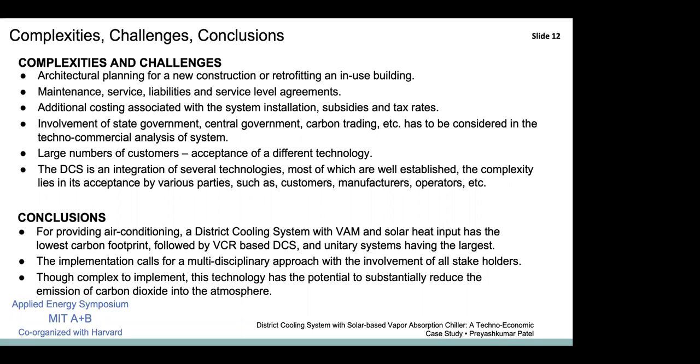Recapitulating all the findings and study, we can conclude that for providing air conditioning, a district cooling system with vapor absorption machine and solar heat input has the lowest carbon footprint, followed by VCR based district cooling system, and the unitary system having the largest. Despite having complexities to implement, this technology has the potential to substantially reduce carbon emission into the atmosphere.